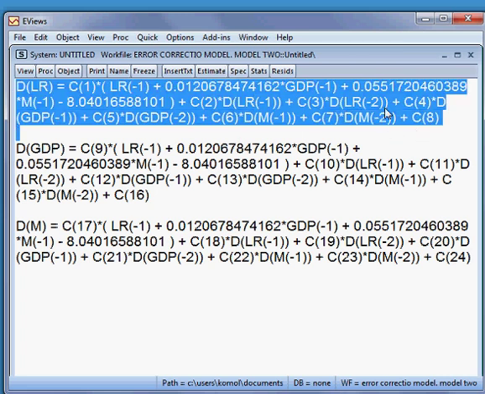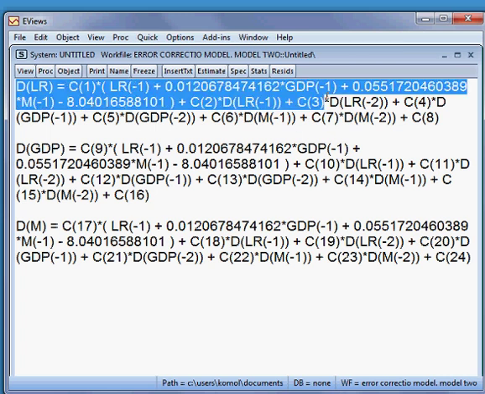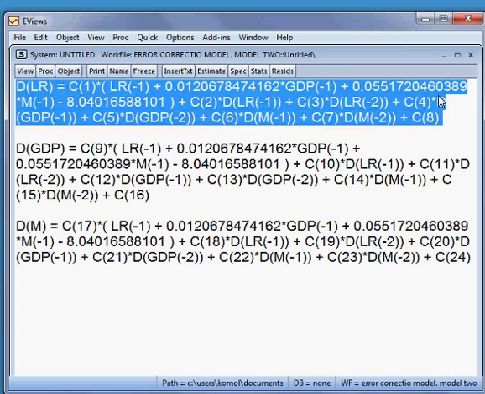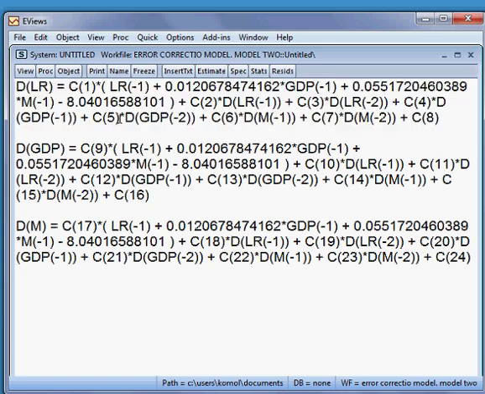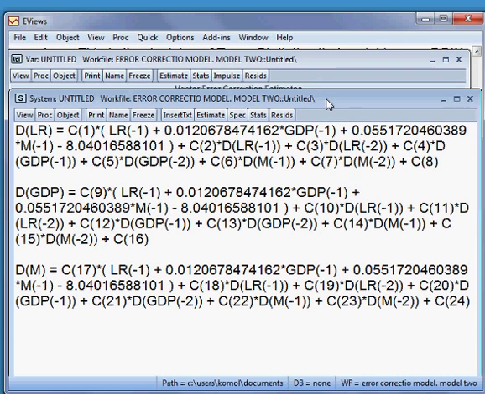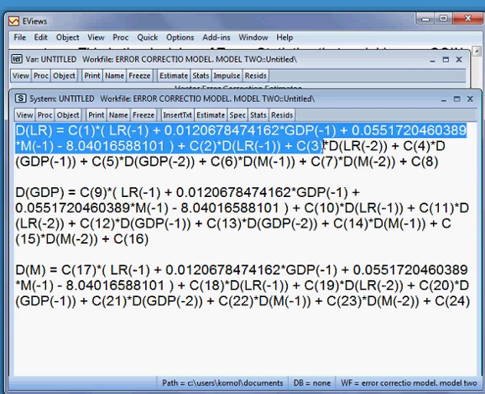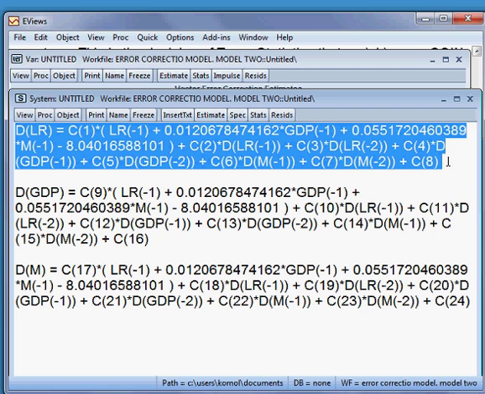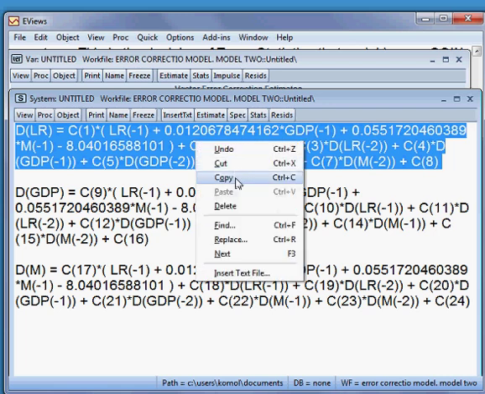Our whole model. Now this is our target model, and we want to estimate this model actually. And this model is called the error correction model. Okay, so how to estimate this model? That is the question that comes up. Okay, what I do, I select the whole model and I copy it.